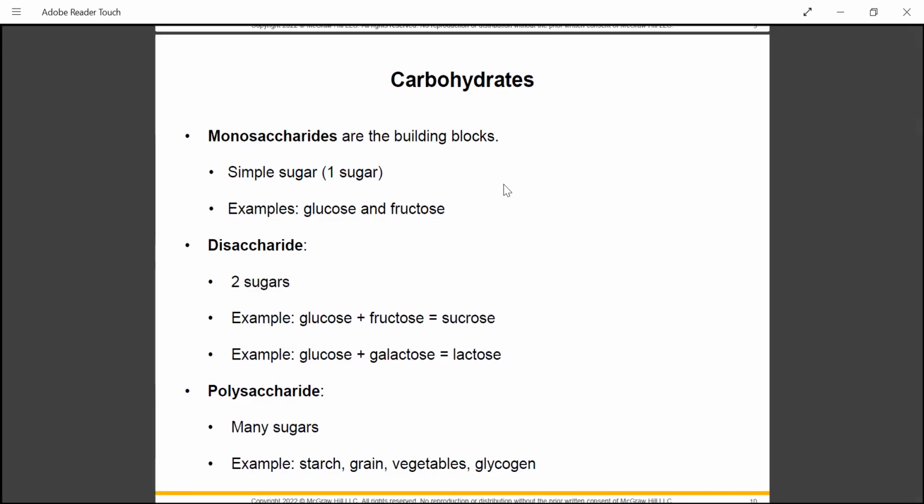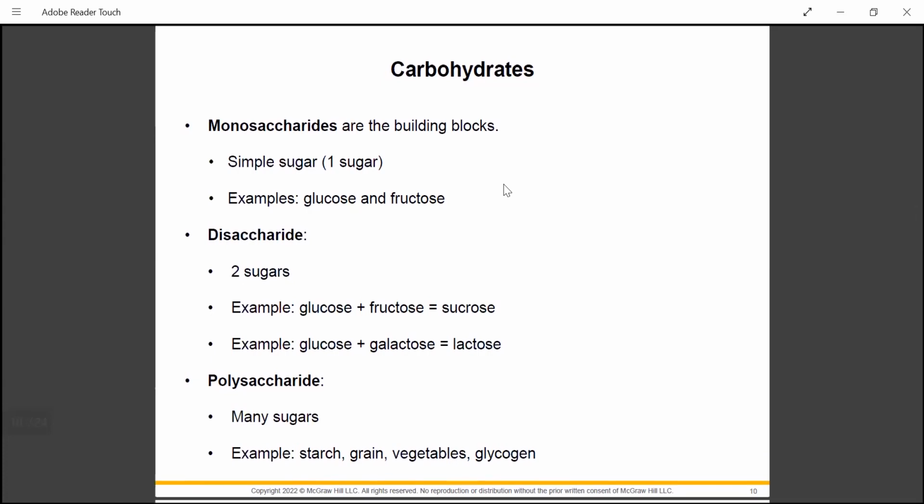Our disaccharides are going to be two sugar chains. So if we added glucose and fructose, two of our monosaccharides, we would get sucrose, which is a disaccharide. Another example of this, if we took the monosaccharide glucose and the monosaccharide galactose and combined them, they're going to be a disaccharide known as lactose, found in many dairy products especially.